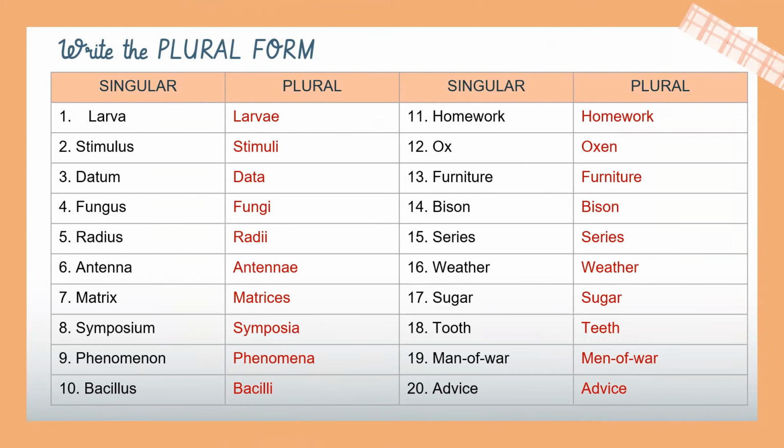Homework doesn't have a plural form. Ox to oxen, furniture is furniture, bison, bison, series to series, weather is still weather, sugar to sugar, tooth to teeth, man of war to men of war, and advice to advice. Were you able to get all the 20 items correctly? If not, please feel free to go back to our previous activity so that you can perfect and master this activity.